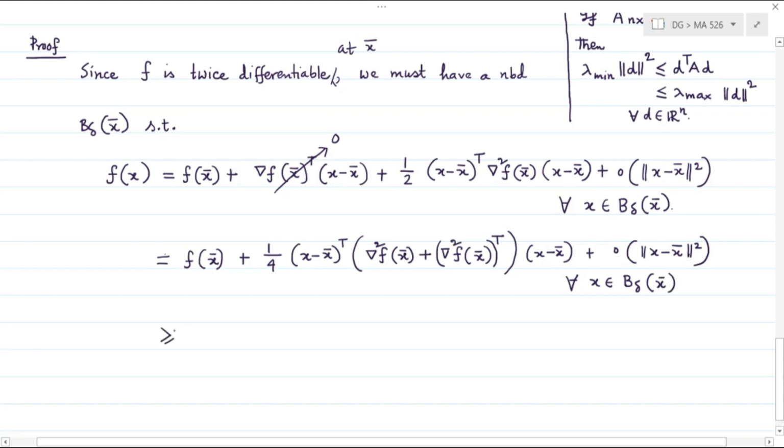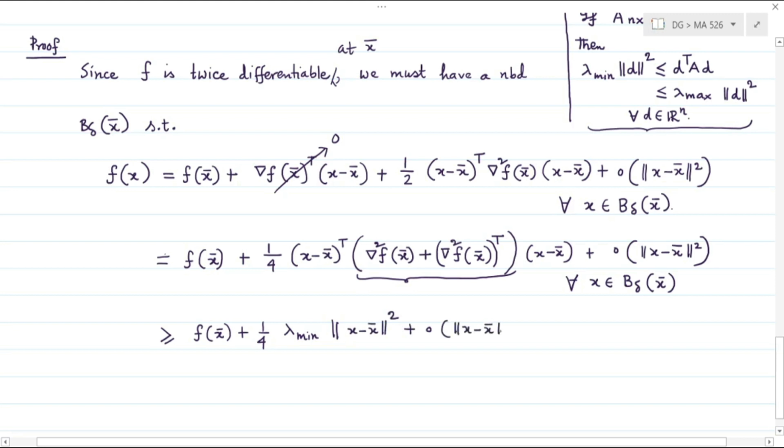Now we'll apply the result that I have mentioned for a symmetric matrix. Here we note that this is a symmetric matrix and its eigenvalues are all 2 times the eigenvalues of the Hessian matrix, right? And therefore you have here f of x bar plus 1/4 of lambda min times the norm of x minus x bar, squared. Where lambda min is the minimum eigenvalue of the Hessian, for all x belonging to B delta of x bar.